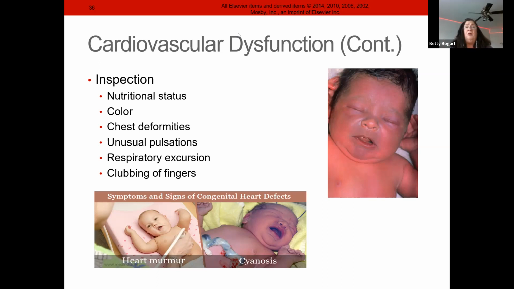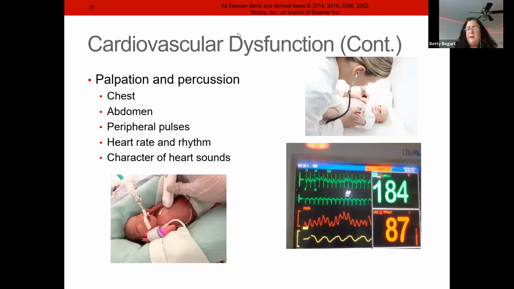So they're older. Are they eating? Are they gaining weight? What's their color? Are they bluish? Are they pale? Capillary refill, pulses, all of those, right? Do we hear a murmur? Do you feel that buzzing in the chest or something like that? And then you're not going to see things like clubbing of the fingers till later. And I got a picture of that to show you.